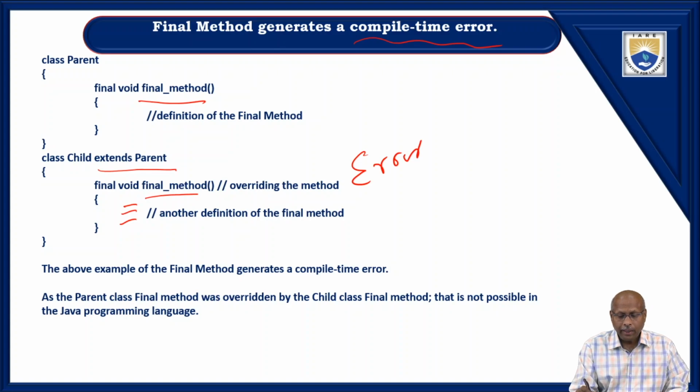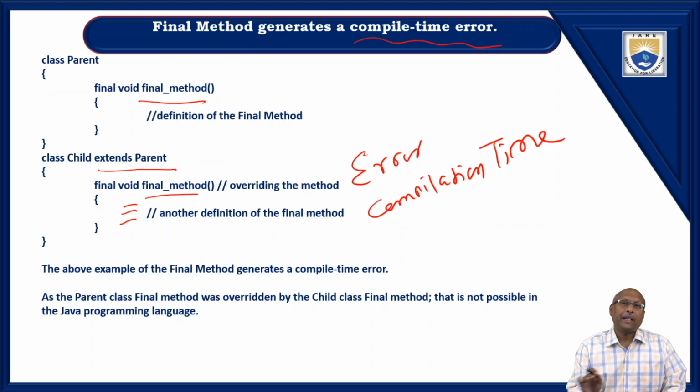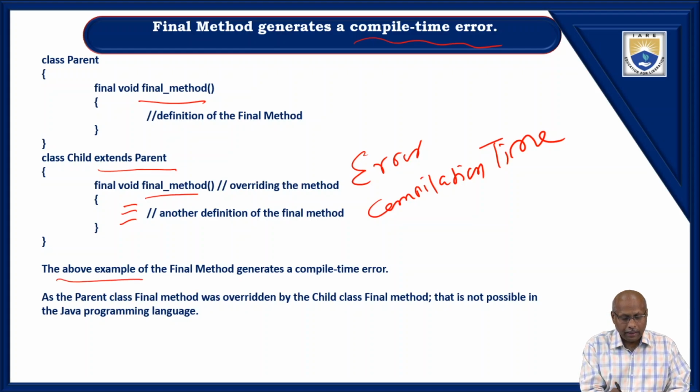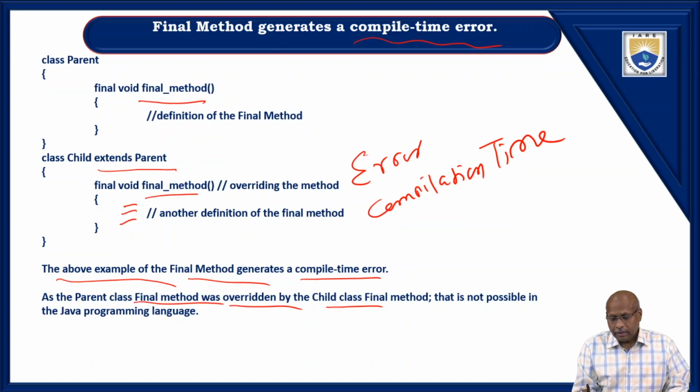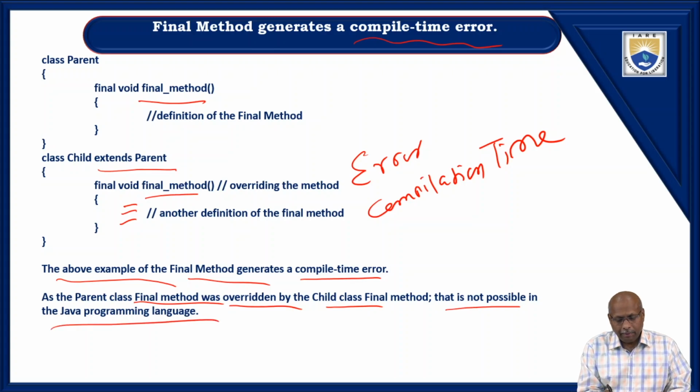What time? During compilation time. So the compiler will not permit the change. So in the above example, the final method generates a compile time error. As the parent class final method is overridden by the child class, it is not possible in the Java programming language. You cannot change.